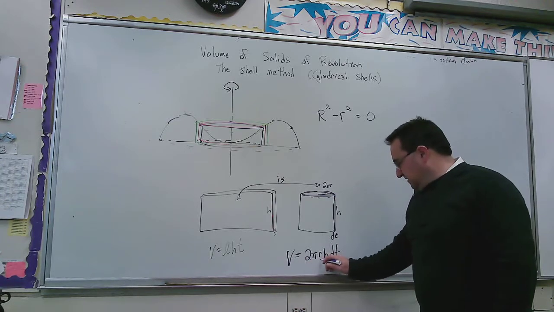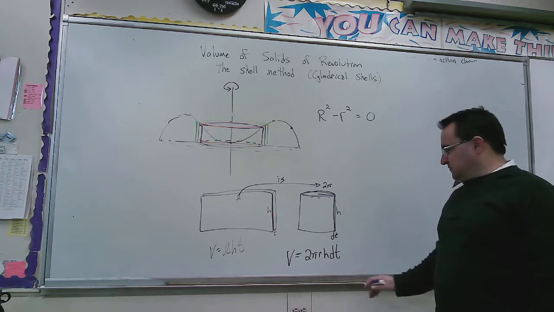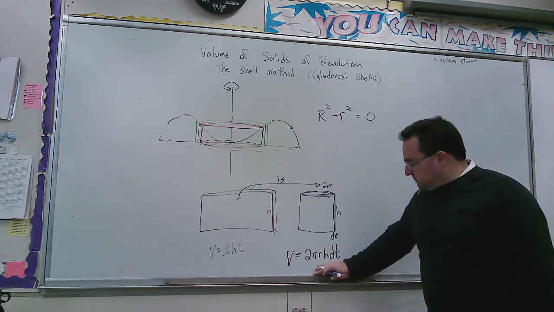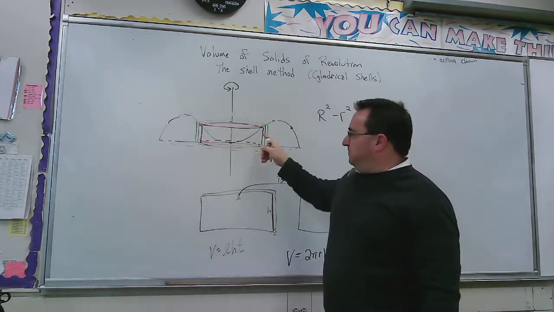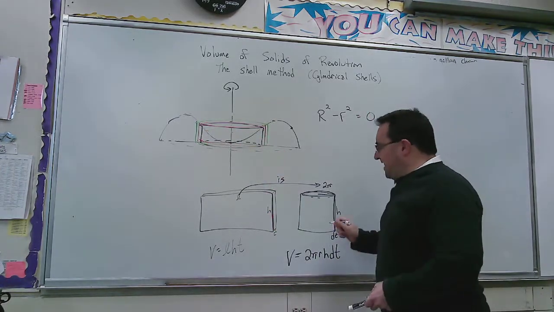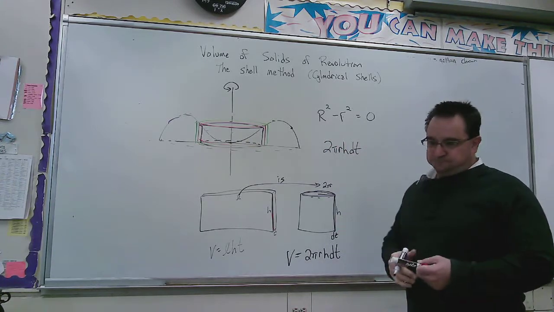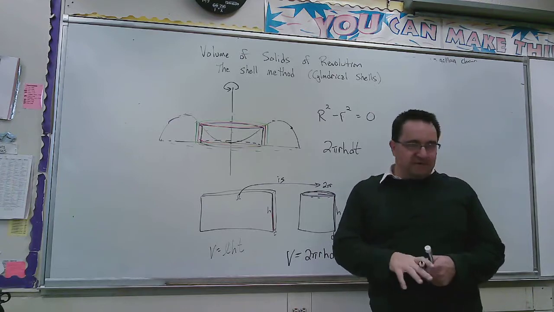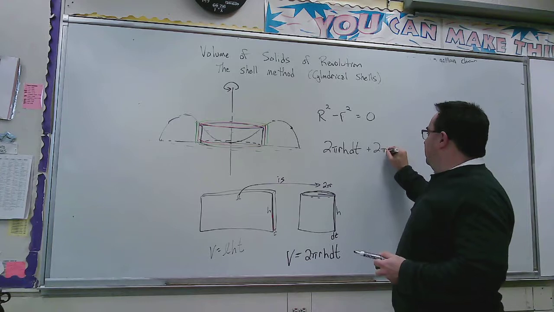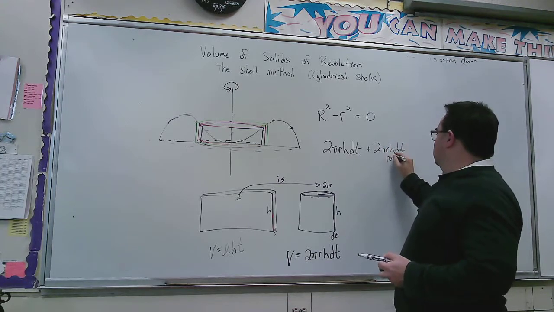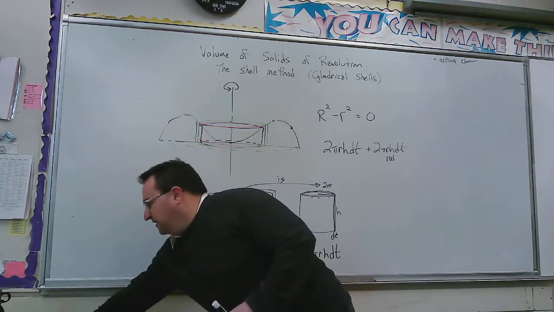2 pi r, right? So this is length, width, and height. So I get this equation, but this would be the volume of just this one purple piece of paper. I would have to add the purple 2 pi r h dt to the red 2 pi r h dt. And I would have to add that to the green.